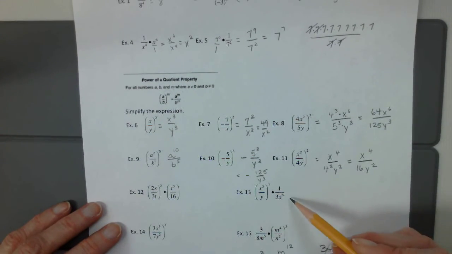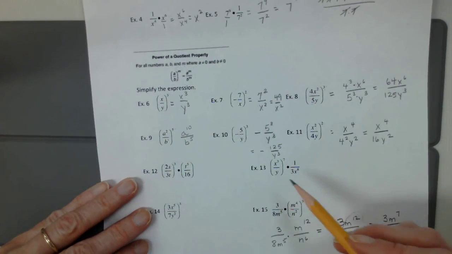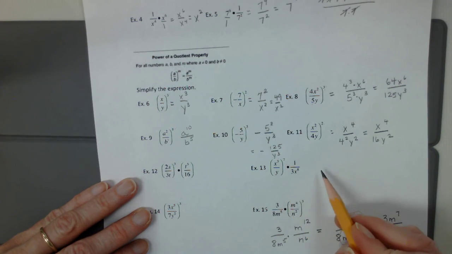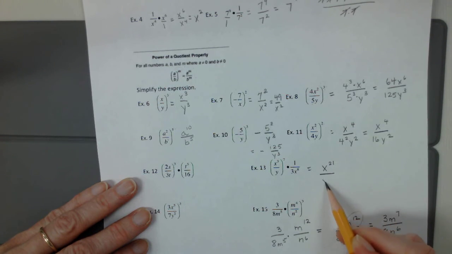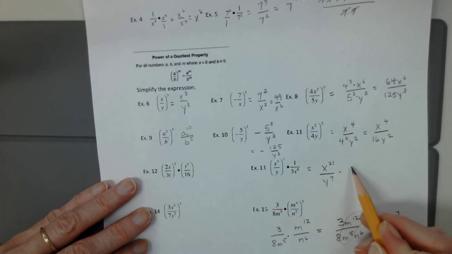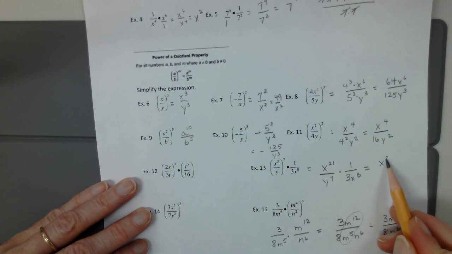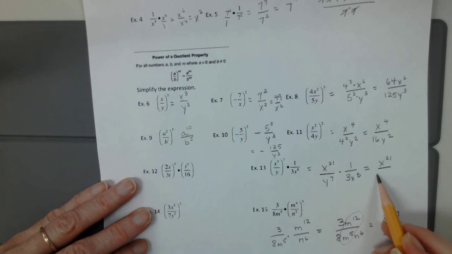Okay, maybe just do this one up above it. Okay, if I've got parentheses right here, I need to do parentheses first. So that would become x to the 21st over y to the 7th times 1 over 3x to the 8th. When we multiply fractions, we multiply straight across. So I get x to the 21st over 3x to the 8th, y to the 7th.